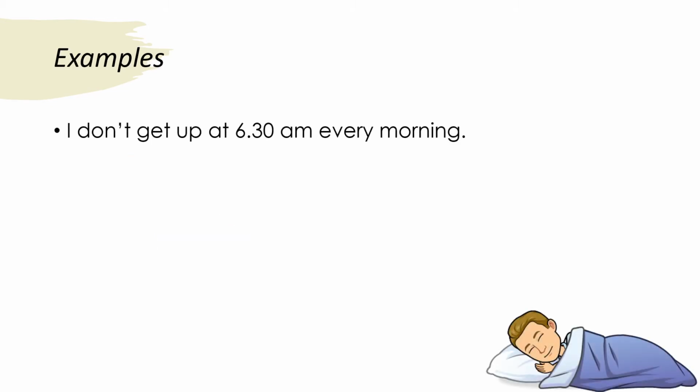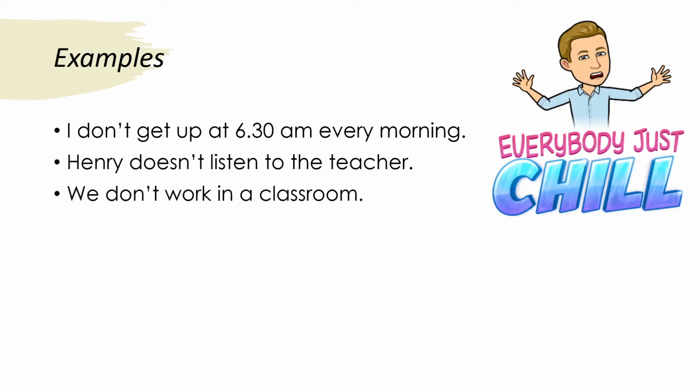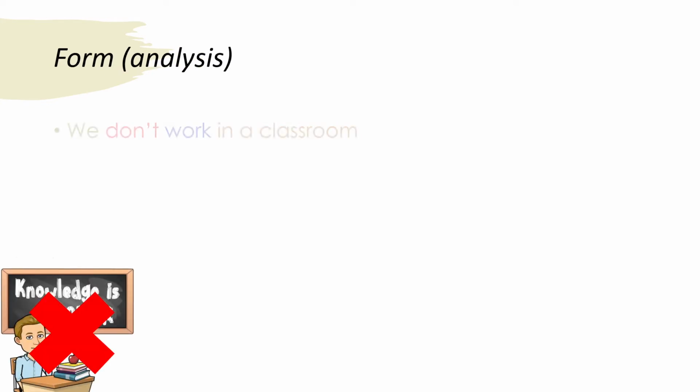I don't get up at 6:30 a.m. every morning. Henry doesn't listen to the teacher. We don't work in a classroom. To understand how we form the present simple negative, we have to examine these sentences a bit further. So let's take a look at the last one. We don't work in a classroom.